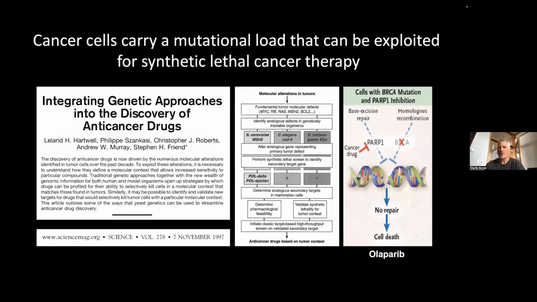Hartwell articulated that if you could take mutations that are often found in cancer cells, and map synthetic lethal genetic interactions that are conserved from yeast up to flies, where you could do those types of experiments at the time, you might be able to identify synthetic lethal interactions that could be used for cancer therapy. And there is an example of this.